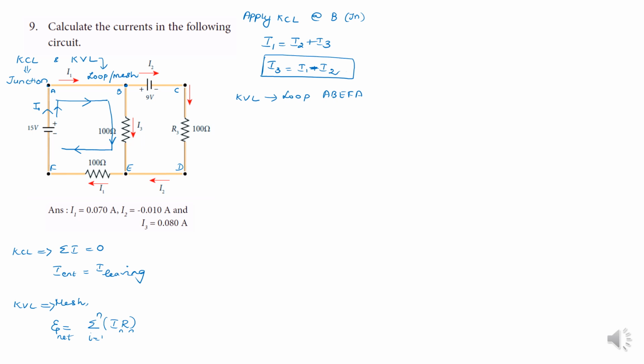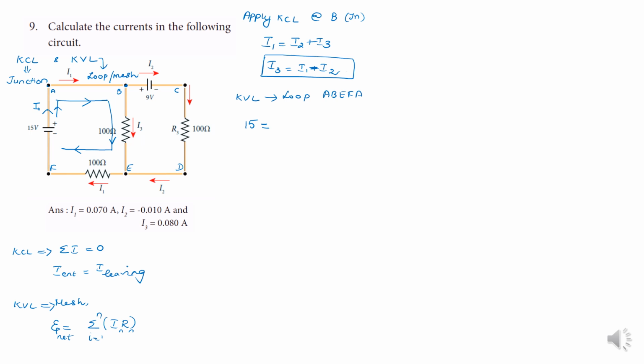So applying Kirchhoff's voltage law for loop A, B, E, F, A, I move in this direction. So this is positive. There is only one EMF source, so the net is the same. So 15 is equal to, on the right side, the product of I and R, and if there are 5 resistances, you are going to add those resistances multiplied by the current.